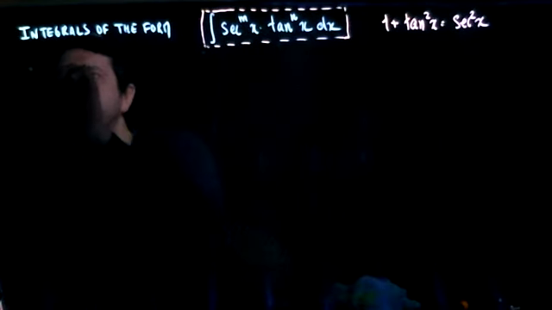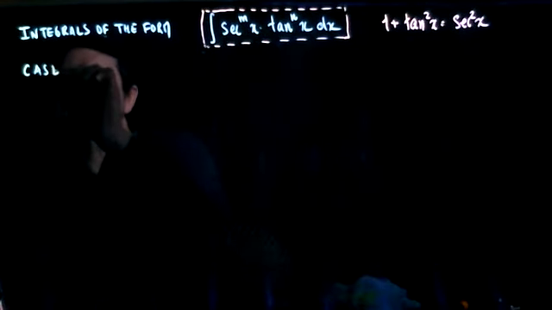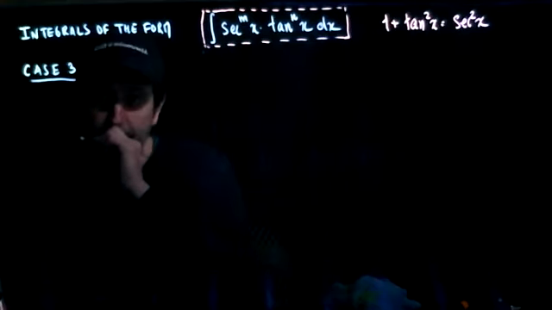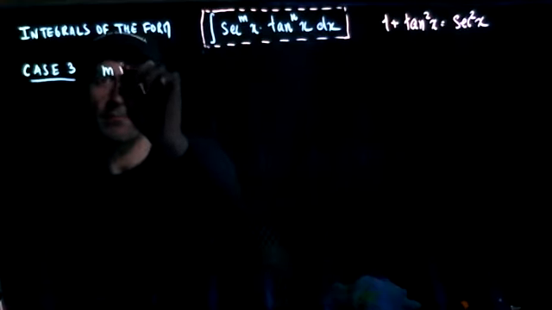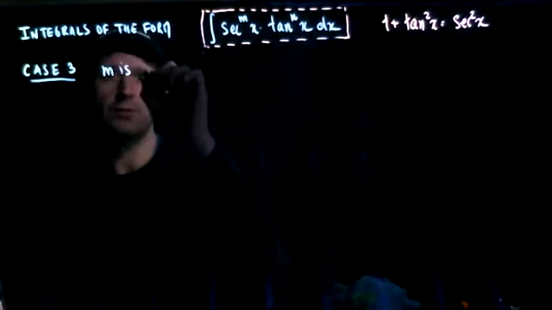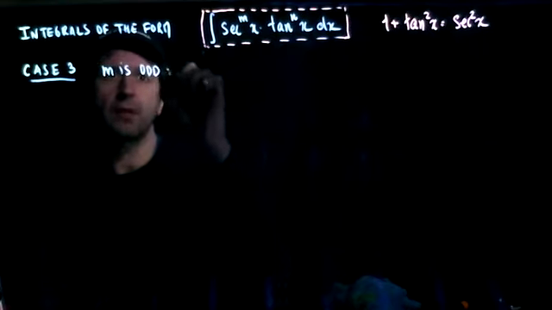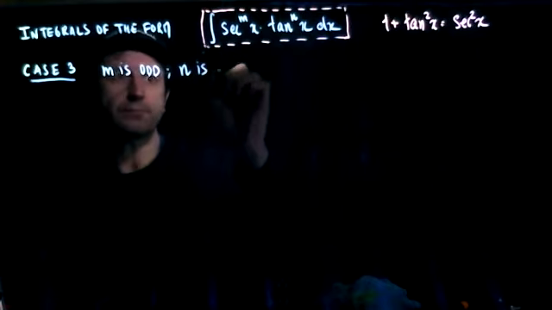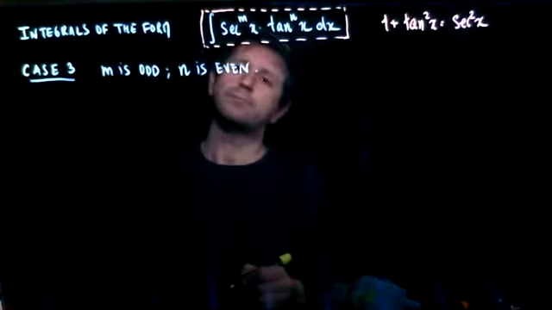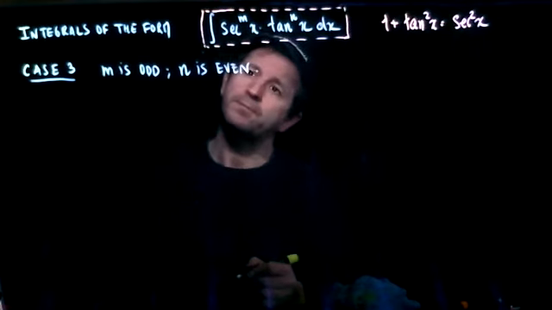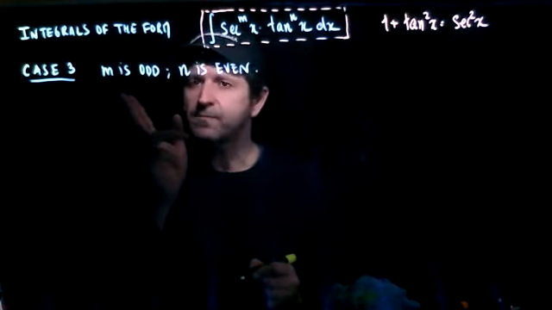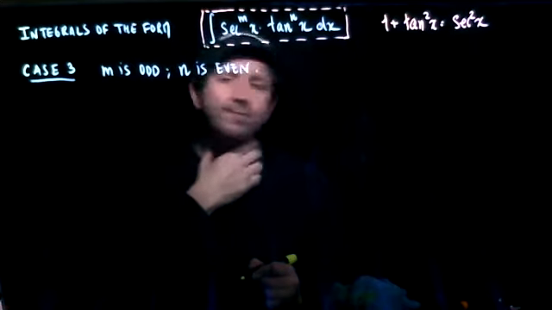So case 3, last case, is if m is odd and n is even. Okay, so in these cases, there's no real technique.